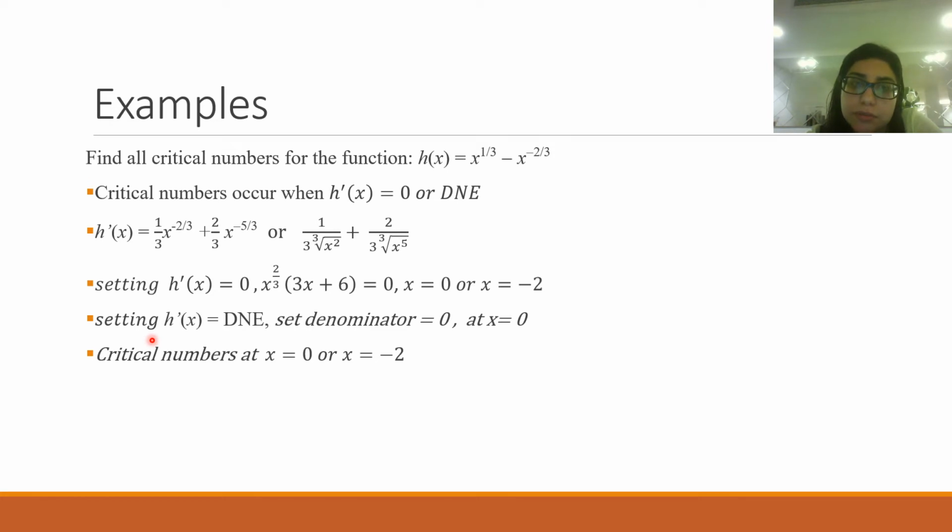The other option is to set the derivative to does not exist. This happens if the denominator is equal to 0. So I took the denominator of the function, I took a common denominator and I set it to 0, and I found that this happens at x equals 0. So I have two critical numbers, at x equals 0 and x equals -2.